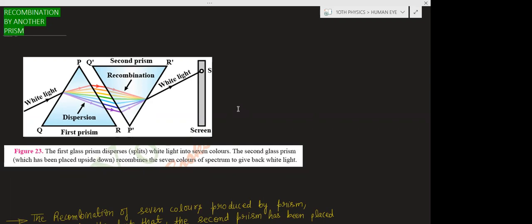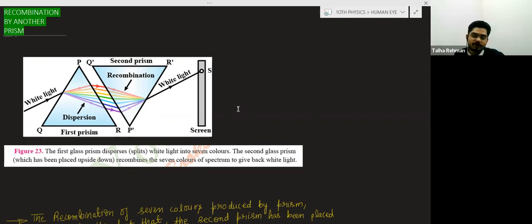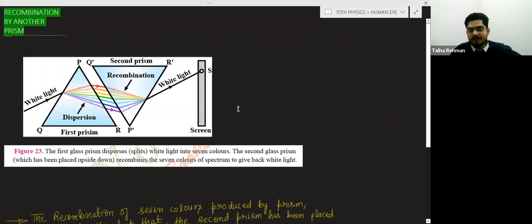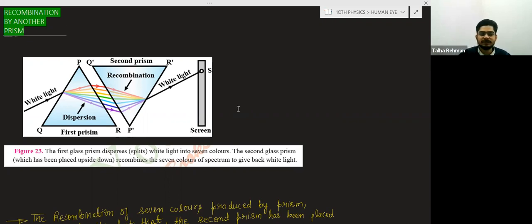Rainbow is a phenomenon that you have already seen. I can say that I have seen the rainbow; maybe you have seen it or not. Basically, the rainbow is a phenomenon due to the splitting of light into 7 colors in the atmosphere or sky.